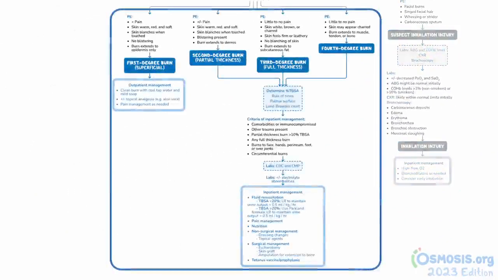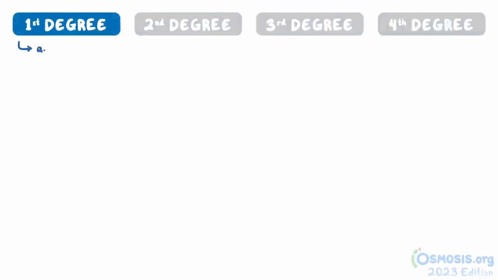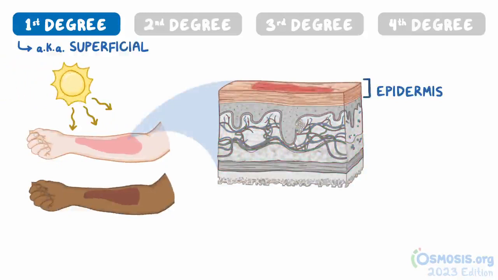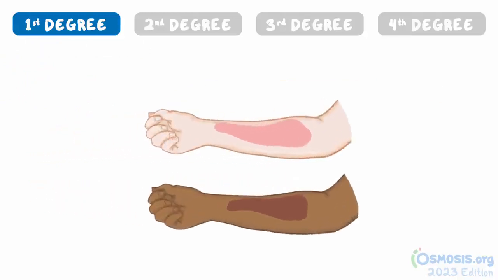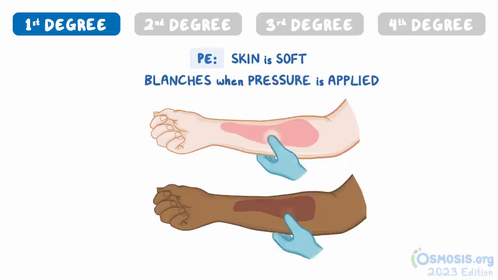Burns are classified based on the depth of injury into first, second, third, and fourth degree burns. Let's switch gears and talk about first degree burns, also known as superficial because they involve only the epidermis. To remember first degree burns, just imagine a sunburn. So, on physical exam, the skin is soft, it blanches when pressure is applied, and is typically painful. If you see this, then you are dealing with a first degree burn.